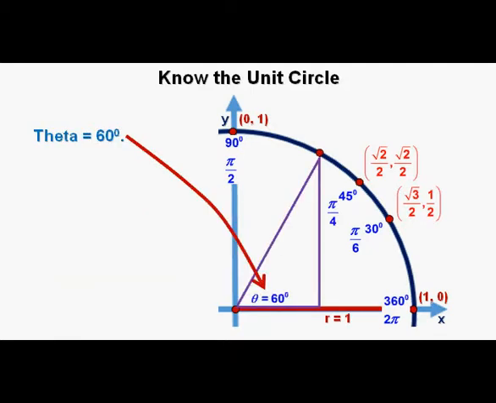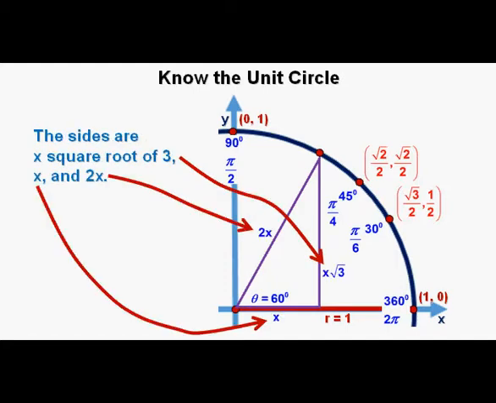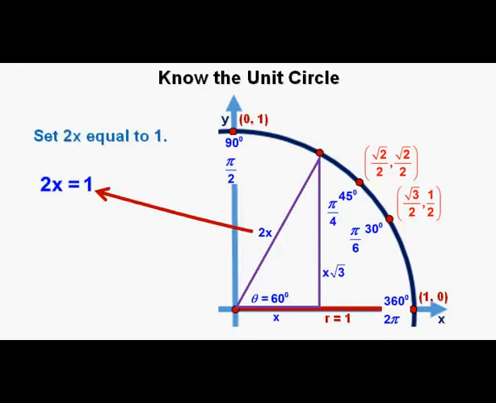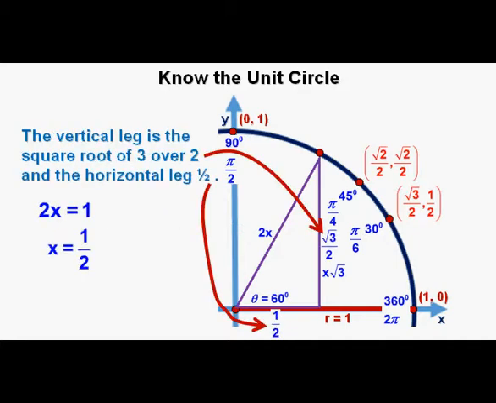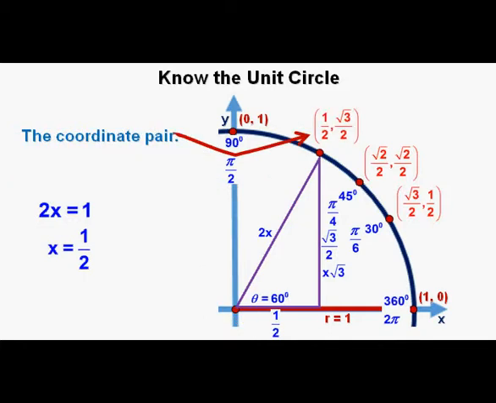And now our triangle with theta equals 60 degrees. The sides in this triangle are the same as for our 30 degree triangle, except x is the bottom leg and x square root of 3 is on the vertical leg of this triangle. Since the radius of the unit circle is 1, we can again set 2x equal to 1, and solving for x equals 1/2. So substituting 1/2 for x, we get the horizontal leg equals 1/2, and the vertical leg equals the square root of 3 over 2, which means our coordinates for this point are 1/2, comma square root of 3 over 2.